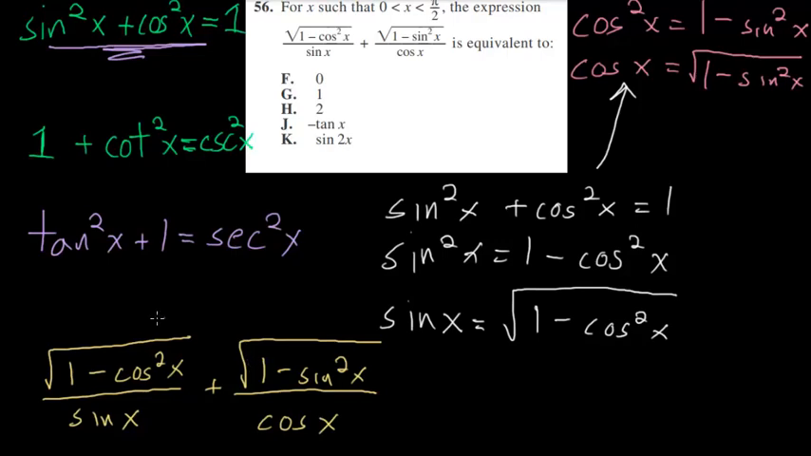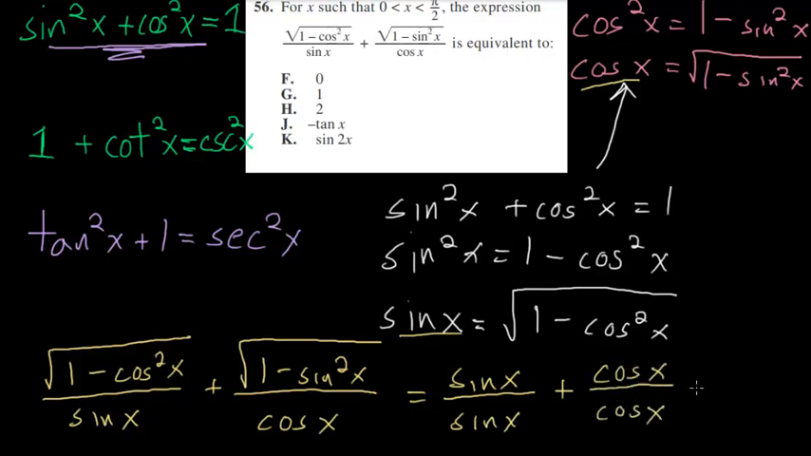So let's replace this numerator here. We know the square root of 1 minus the cosine squared of x right here is just equal to the sine of x. So we'll replace this with the sine of x, and then this is divided by the sine of x. And then we'll add to this term here, but the square root of 1 minus the sine squared of x, we figured out up here, is just equal to the cosine of x. So we replace this numerator with the cosine of x, and now we divide by the cosine of x.